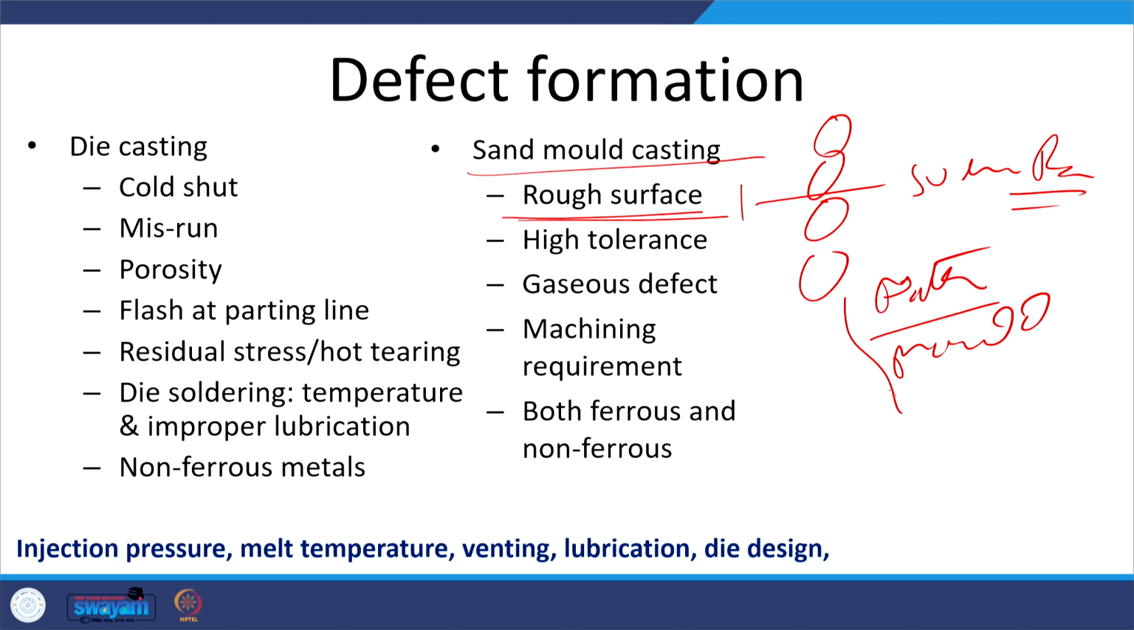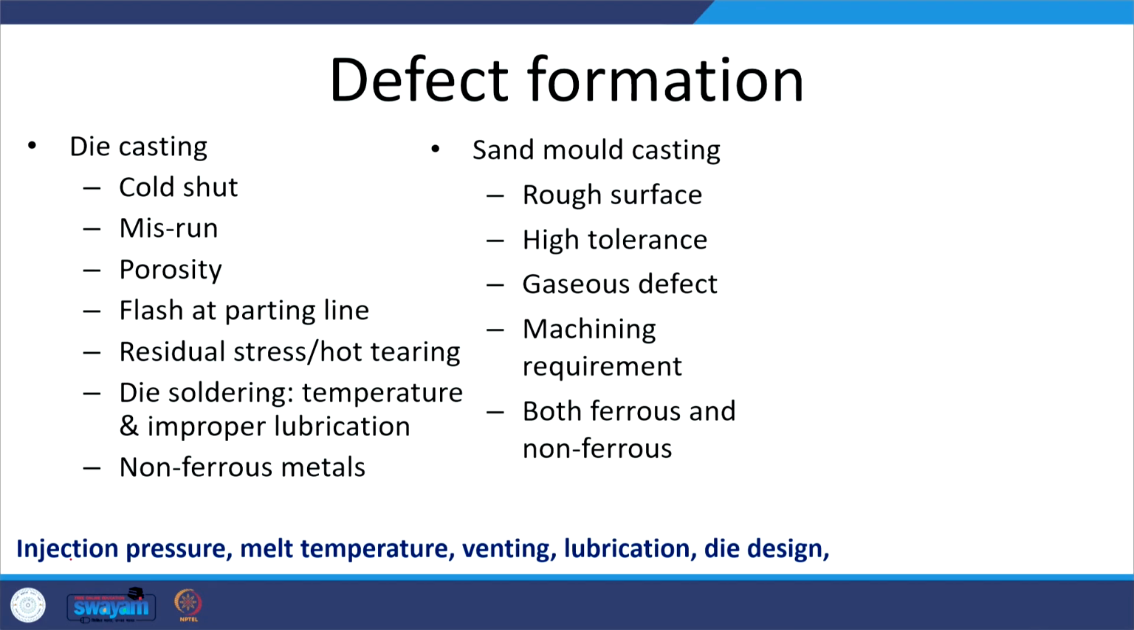So, there is a great variability in the size and dimensions of the casting that is realized, and because of that we get very high tolerance. The dimensional accuracy is very limited in the case of sand mold casting. So, a rough surface means this will certainly require secondary processing in the form of machining to achieve the desired dimensions as well as the desired surface finish.